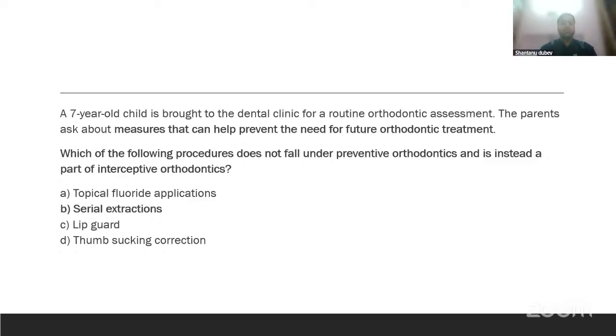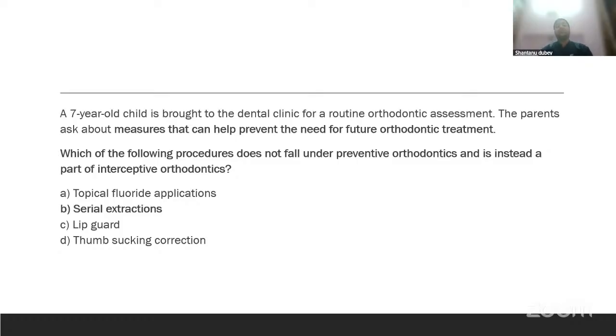Which of the following does not fall? Is topical fluoride application preventive or interceptive? Do we apply it when we see something or before we see anything? The answer is before we see anything, we apply topical fluoride. We do not wait to see any caries or something like that. And if we see it, then we don't apply, then it makes no sense. Right?